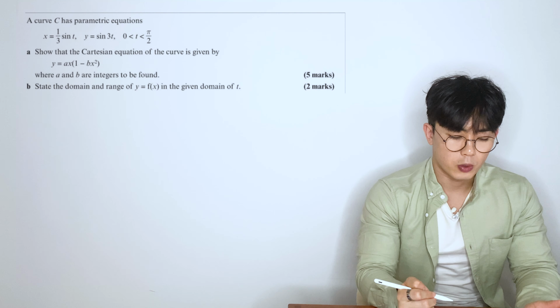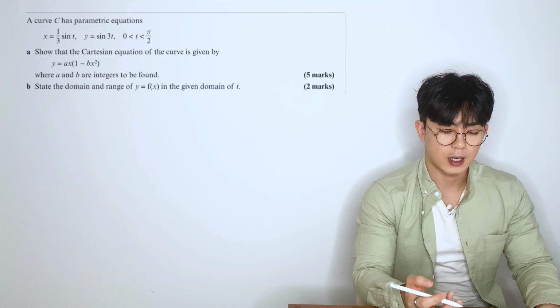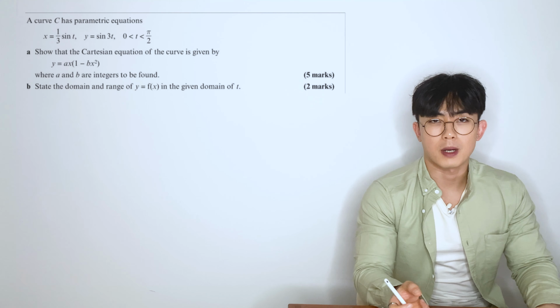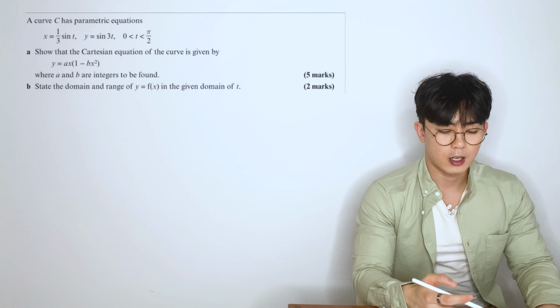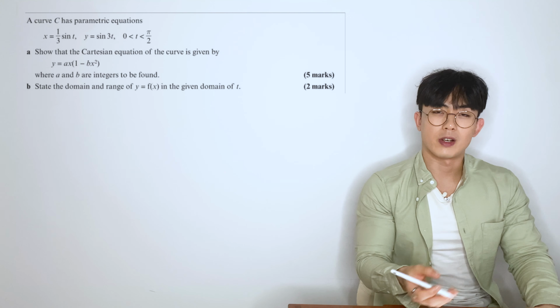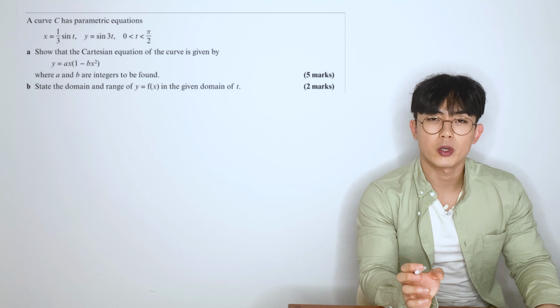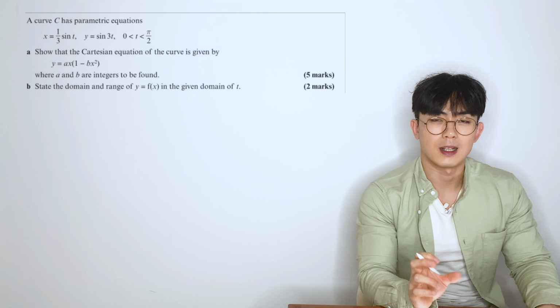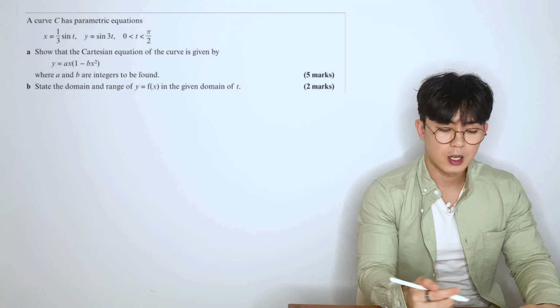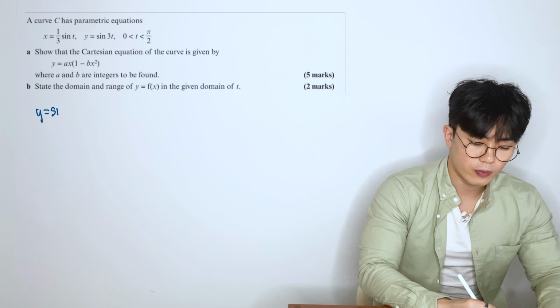So let's take a look at this one here. We have x is 1/3 sine t, y is sine 3t, t is between 0 and pi/2. And it says show that the Cartesian equation is in this form. So normally we would say, oh, let's rearrange for t and then substitute it in. However, for trig terms, rather than doing that, what we're going to do is think of an identity linking the trig terms together. So I can start off with y is sine 3t.